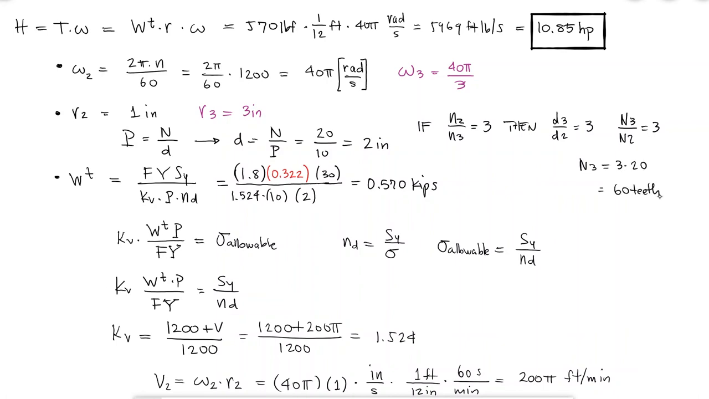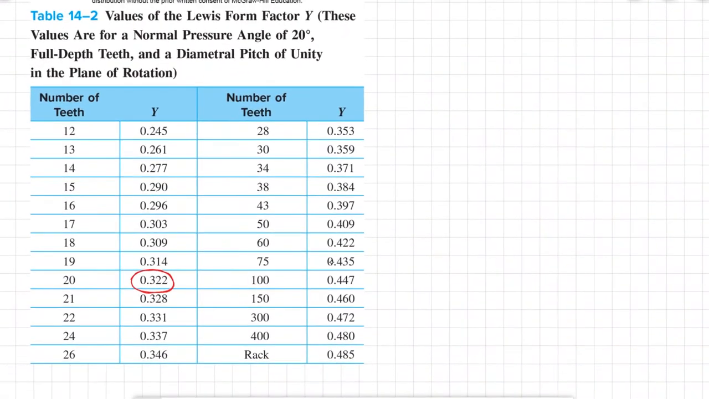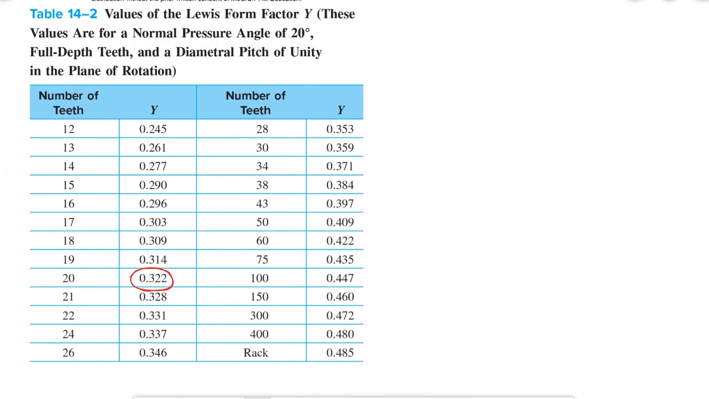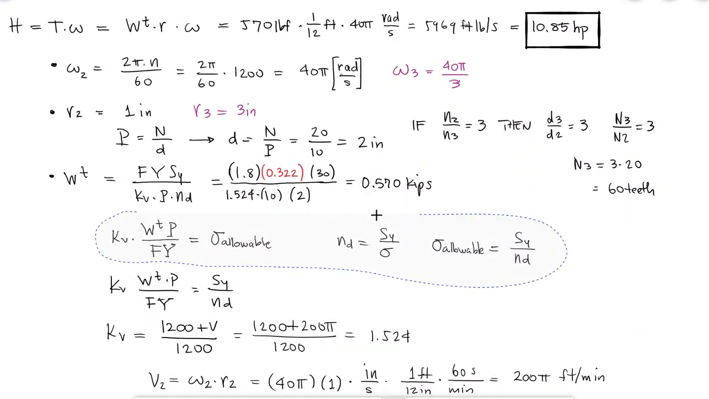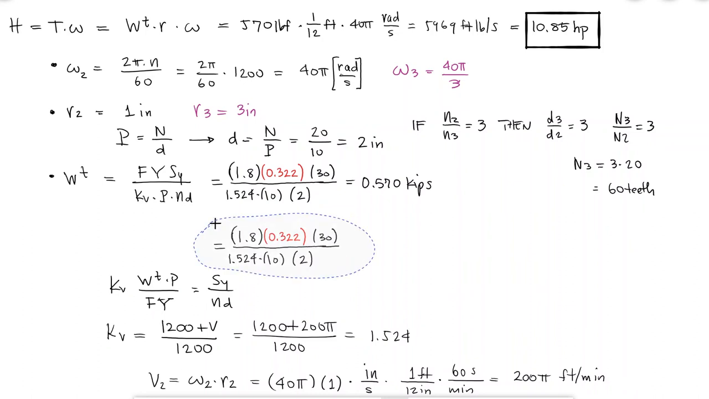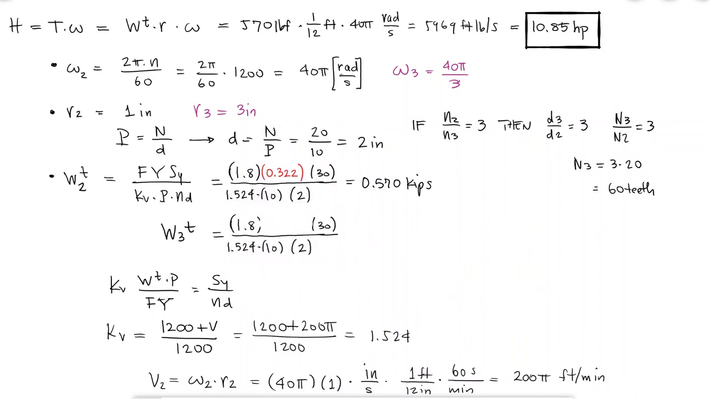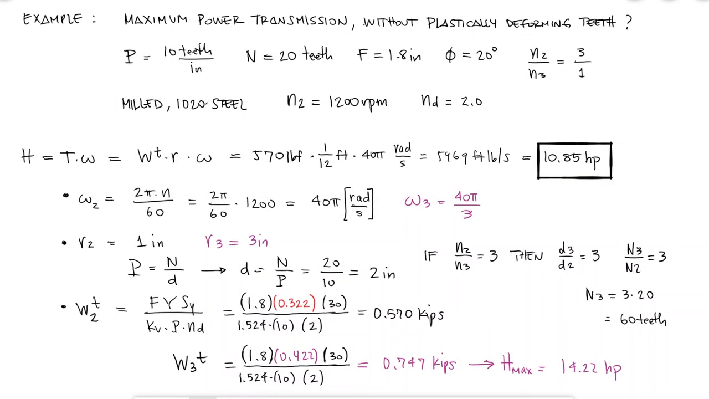Looking up the Lewis form factor capital Y for a gear with 60 teeth, I would find a value of 0.422. This means that the tangential force that would cause the teeth of gear 3 to bend permanently would be 747 pounds, which means gear 3 can withstand higher forces and therefore transmit a higher power. But of course, at that point, gear 2 would be failing, since the maximum power that gear 2 can transmit is 10.85 horsepower. For this reason, the answer to the original question is the lower of the two.